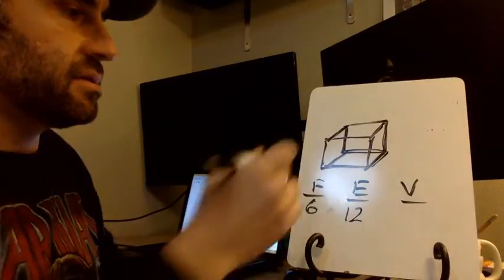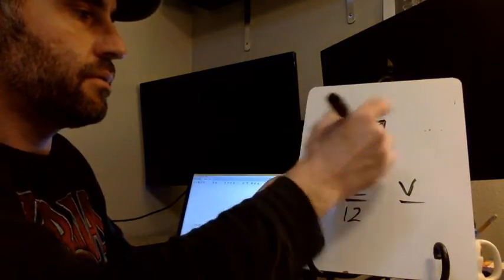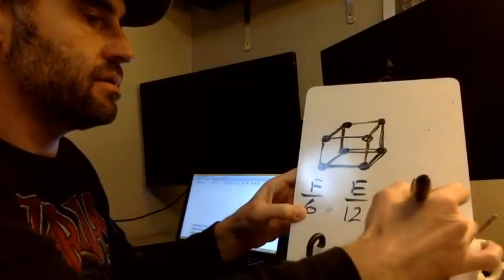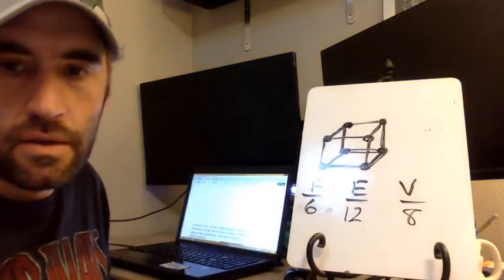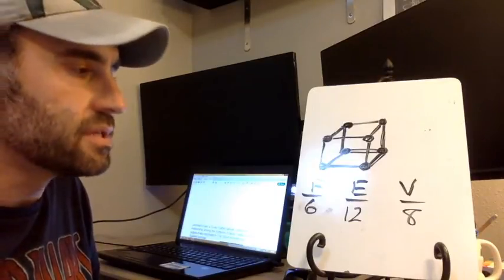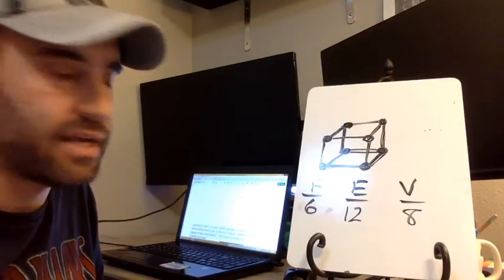Vertices, 1, 2, 3, 4, 5, 6, 7, 8. Looks like we have 8. So you're always going to have more edges than faces and vertices, as far as I can tell.